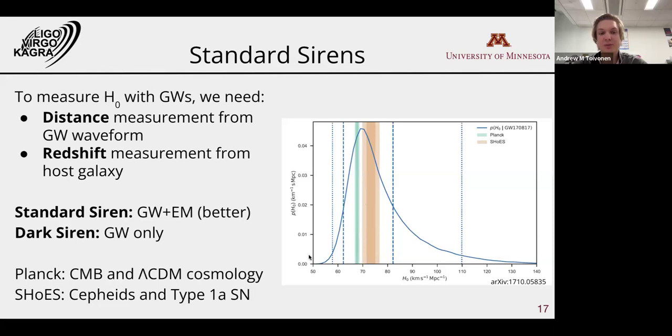And we can make a measurement from GW170817 alone. Obviously, you can see the error bars don't really help ease this Hubble tension at all, but you could see that with more events, we'd be able to do that.